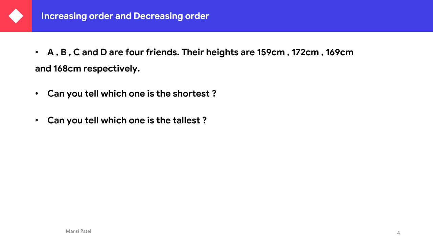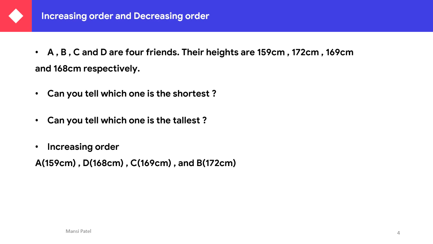Again, you can tell which one is the tallest. To find out the answer of this question, we have to arrange all these numbers in increasing order as well as in the decreasing order. So first, if we arrange all these heights in their increasing order, then see here. So first we can write down the height of A, that is 159, D 168, C 169, B 172. So we get the answer of the first question.